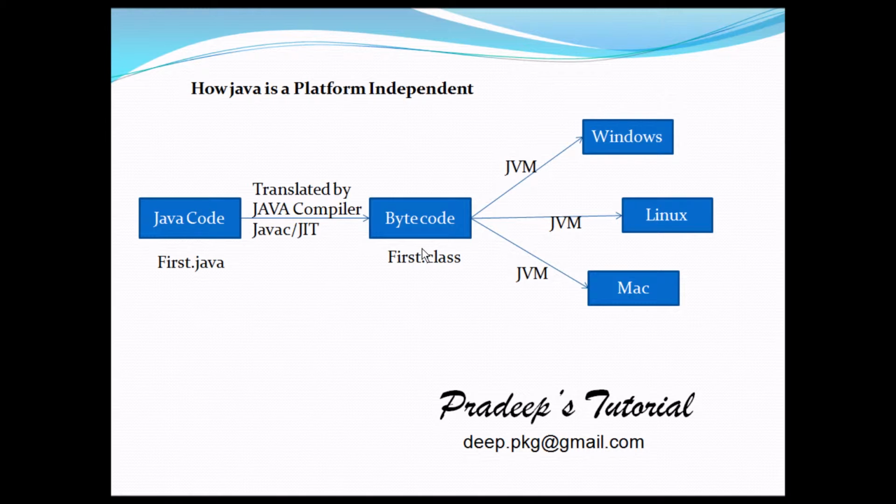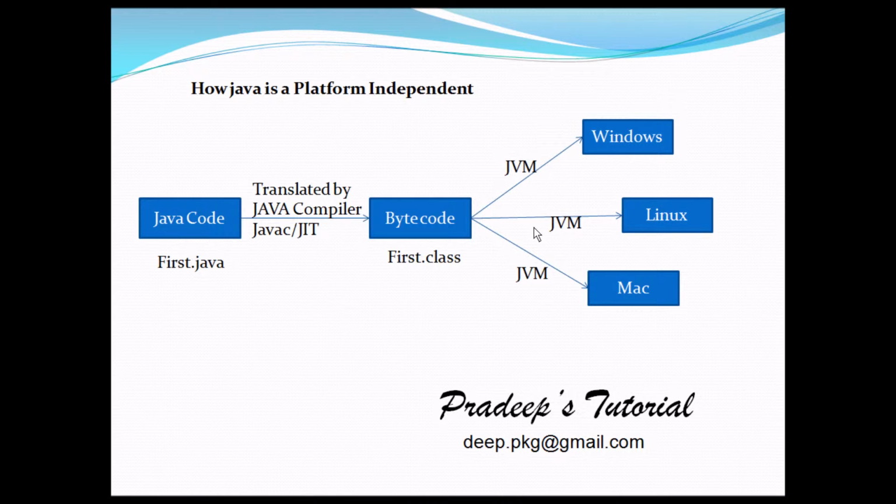Now suppose we have different operating systems: Windows, Linux, Mac. You need not worry about the code you have written. You just write the code, it converts into bytecode, and then it's the responsibility of the JVM to run it on the operating system. The JVM interprets the bytecode into machine code depending upon the underlying operating system and hardware combination. The question will come whether the JVM is platform dependent or not. The JVM is platform dependent, not independent.